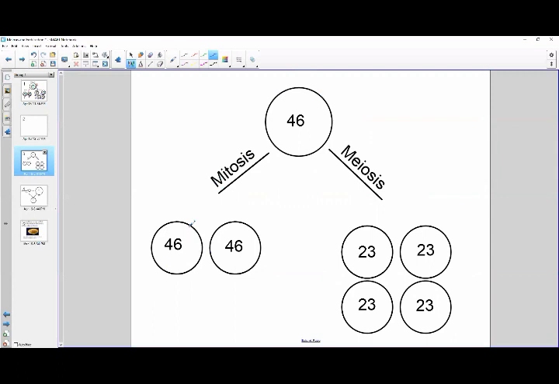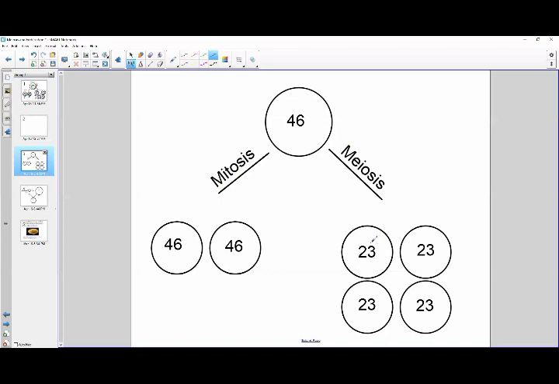You want those cells to be the same because they're replacing the cells that are in your body. Meiosis is making your sex cells, so the sperm or egg, so they would have half of our chromosome number, which is 46. So each sperm and each egg would have 23.